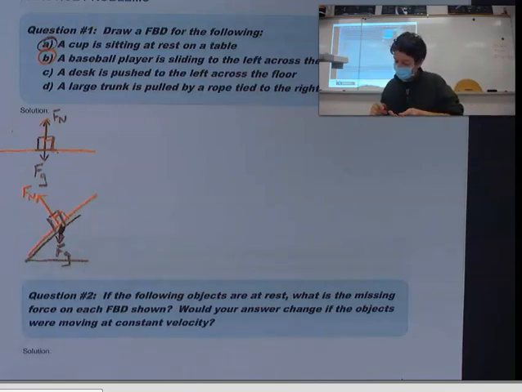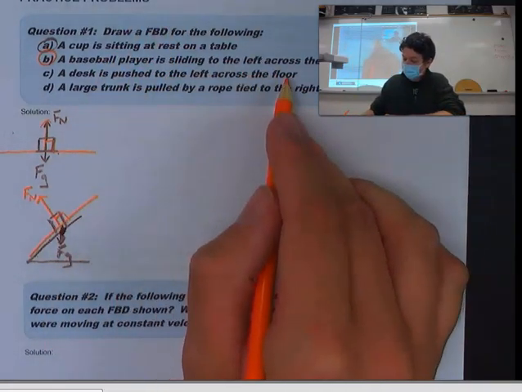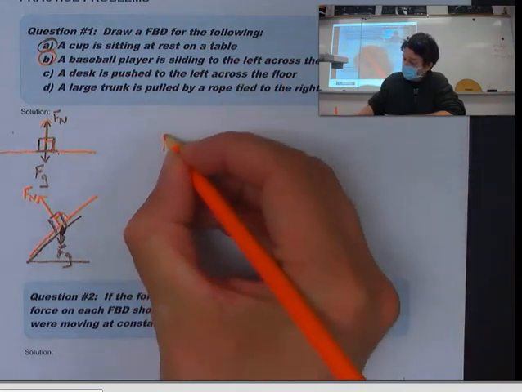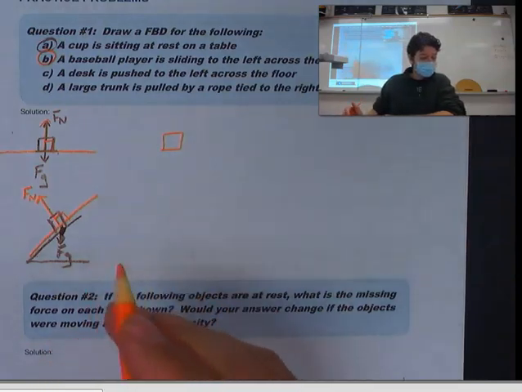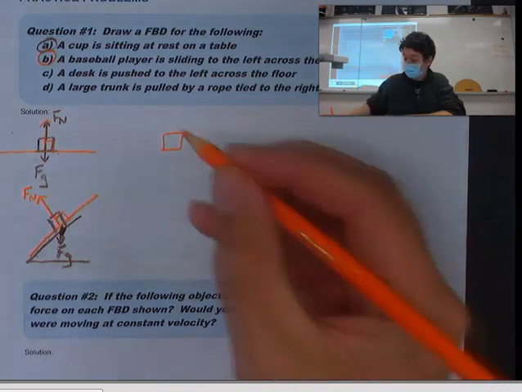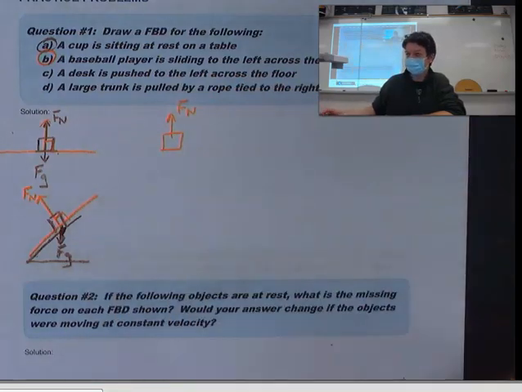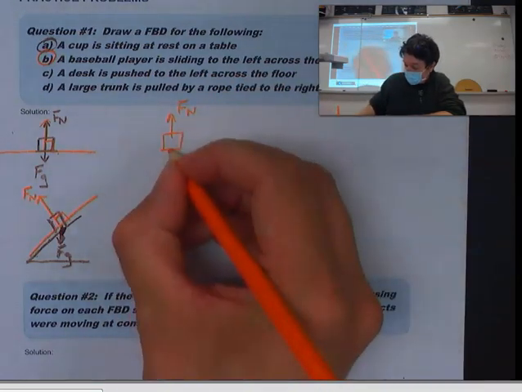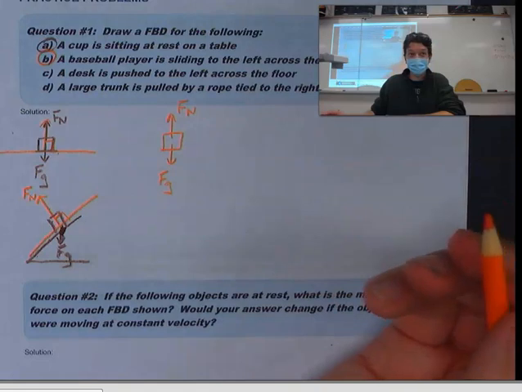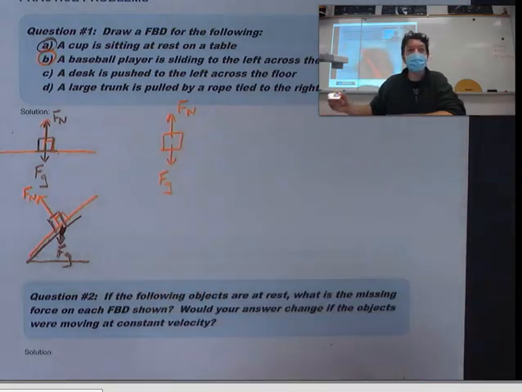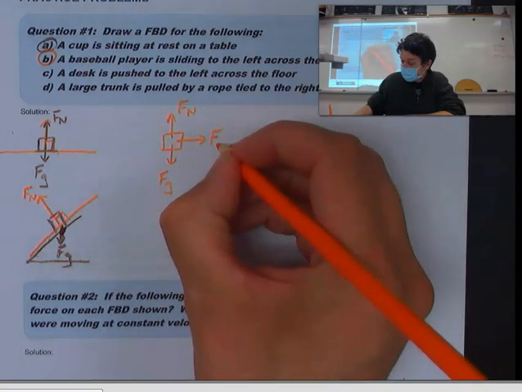All right, so let's try B. A baseball player is sliding to the left across the ground. I'm really good at drawing baseball players. There's my baseball player. Now, again, he's on the ground, so we're going to have a normal force, and we're going to assume the ground is level. The baseball field is not inclined. And of course, we also have gravity down. Now, because he's sliding to the left, we have a frictional force opposing that, so we're going to have a frictional force in the opposite direction, to the right.